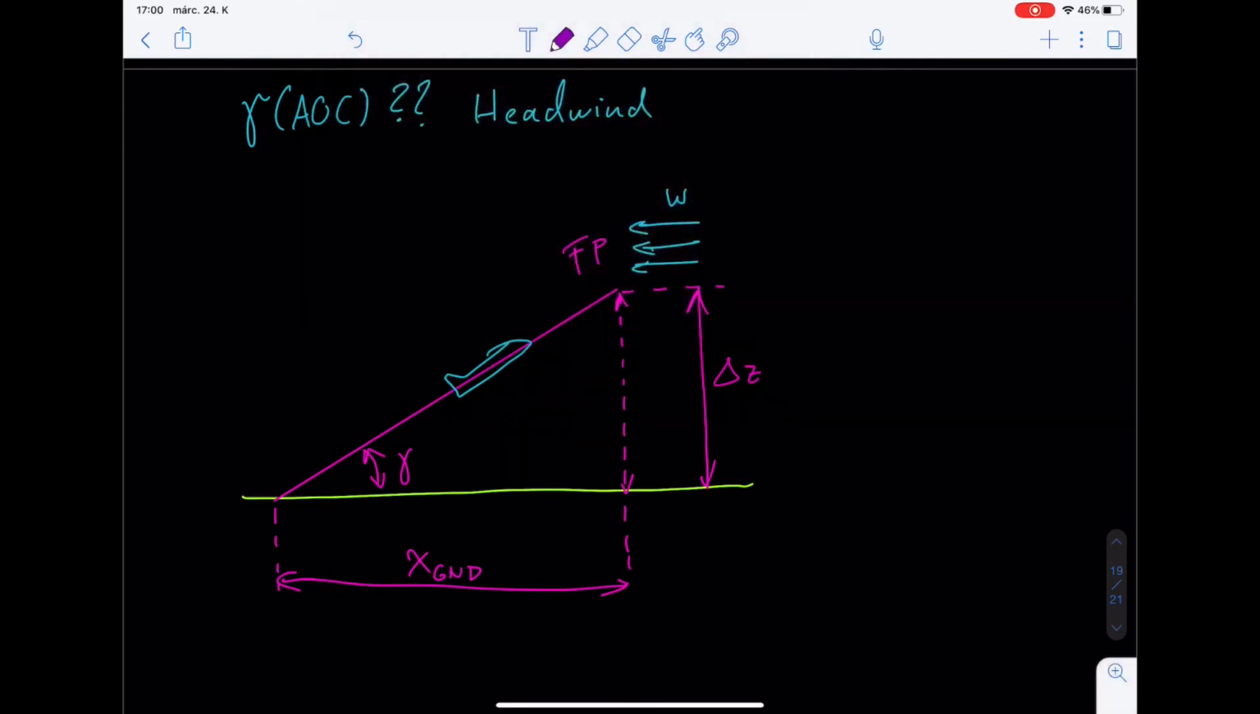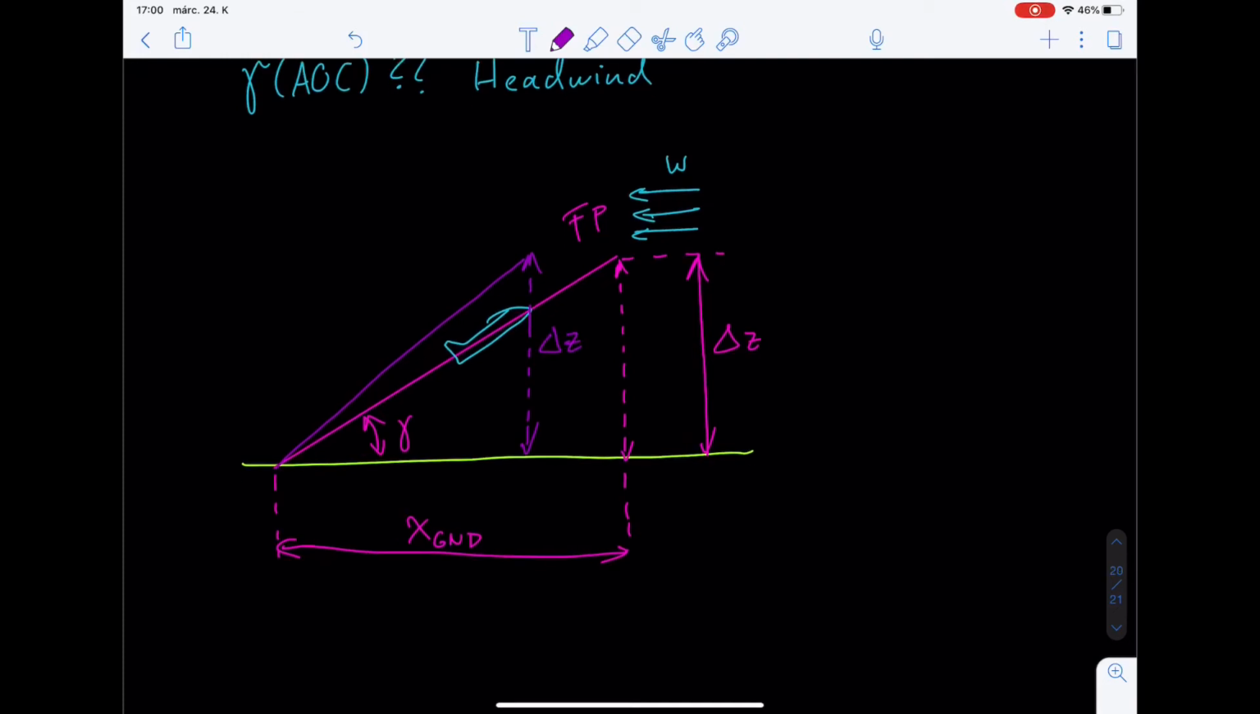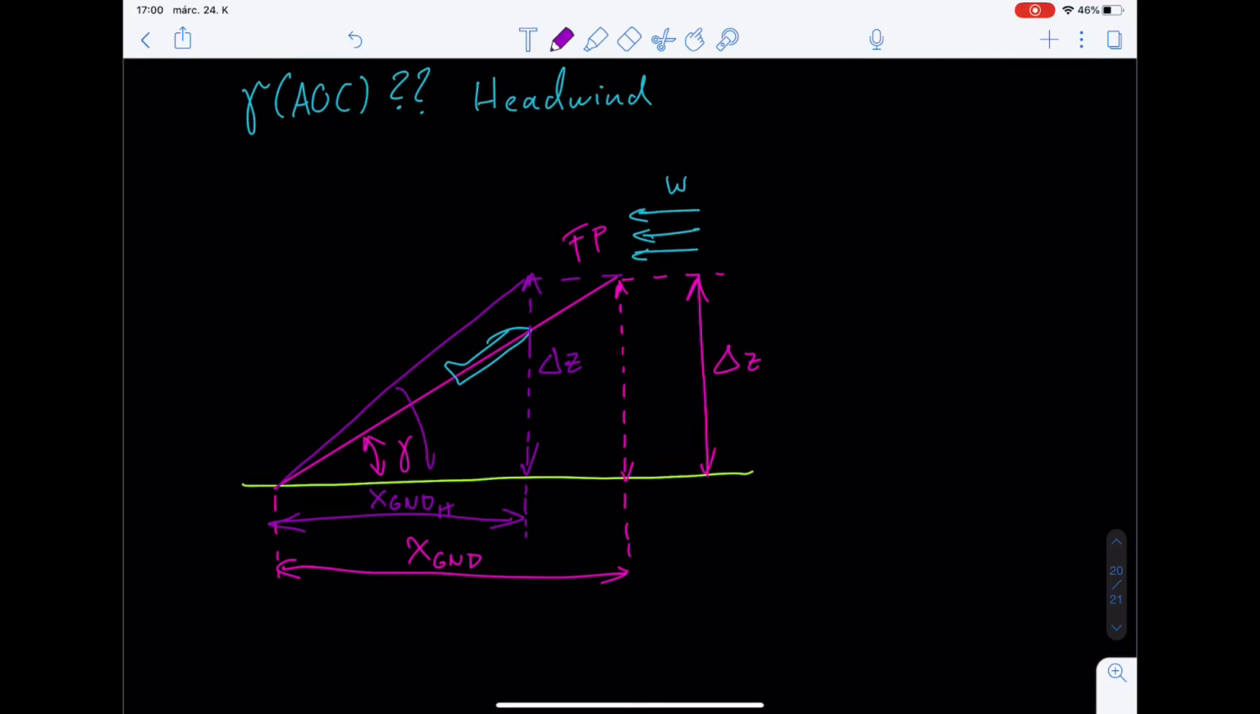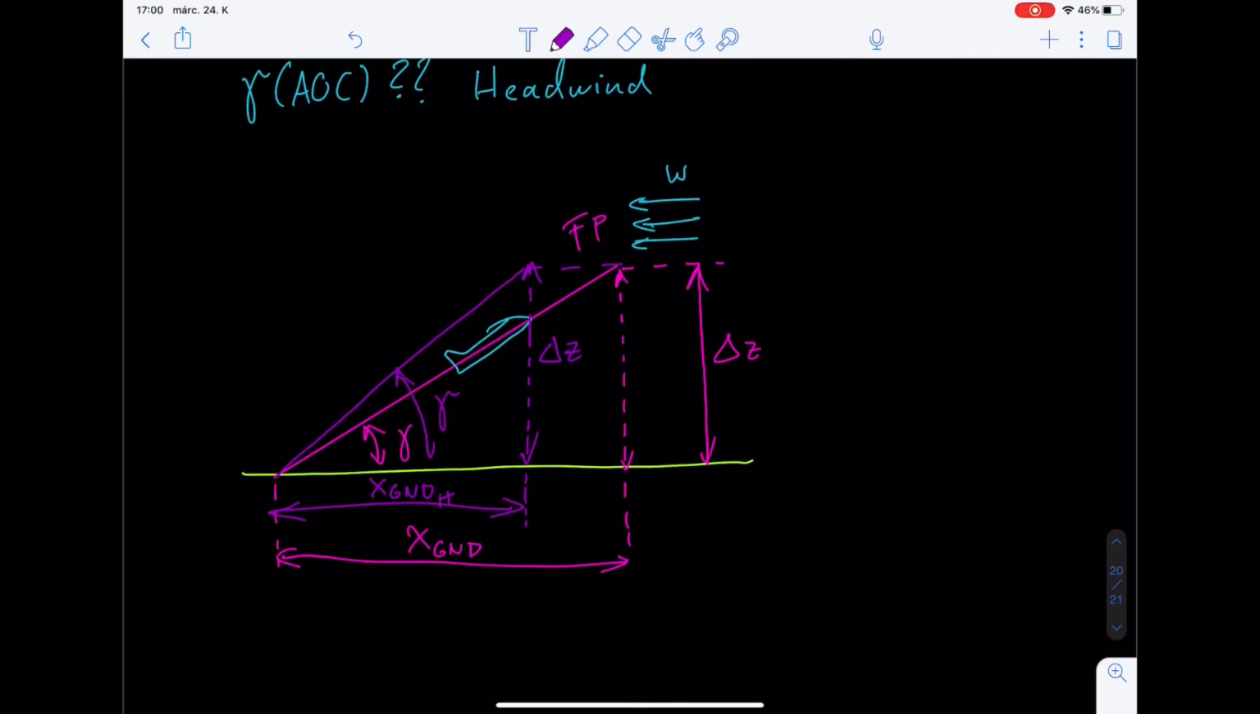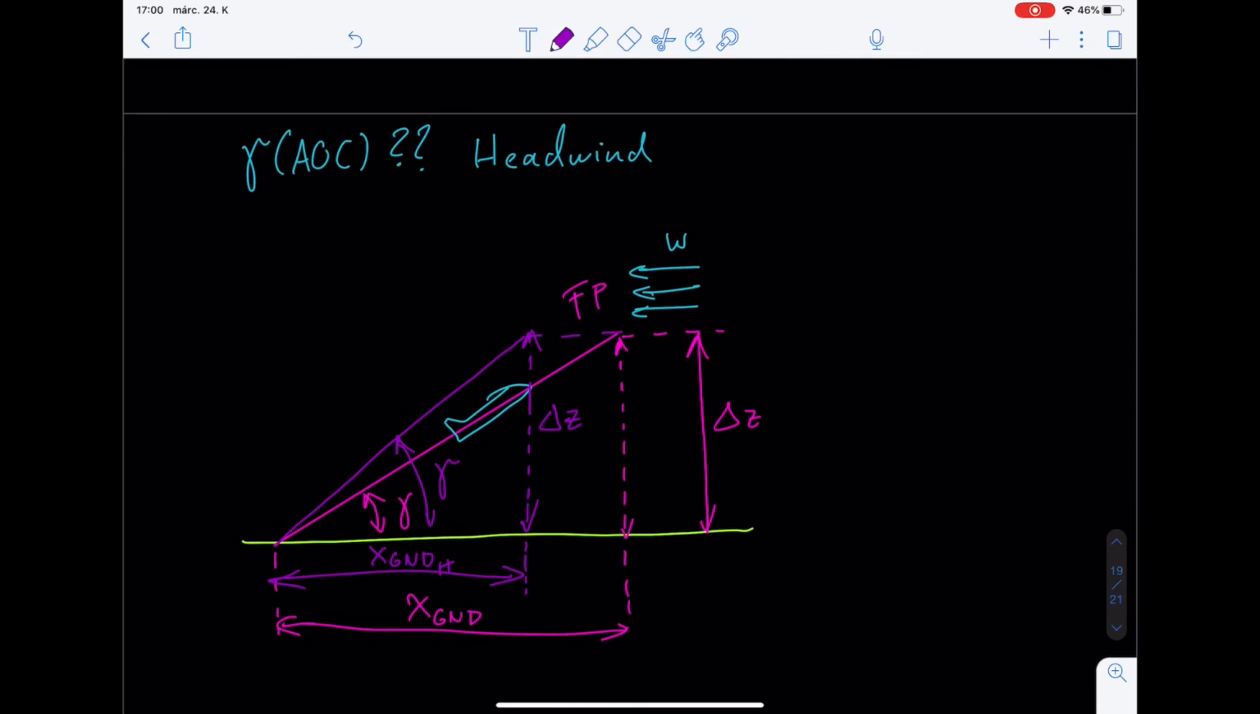Let's use, I don't know, this color. I hope it's visible enough. So I'm going to reach the same delta z, vertical distance or height, in a shorter x, g, and the h with headwind, because this angle is going to be increased. So the angle of climb, and this is important, relative to the ground, is going to be increased if you have a headwind.